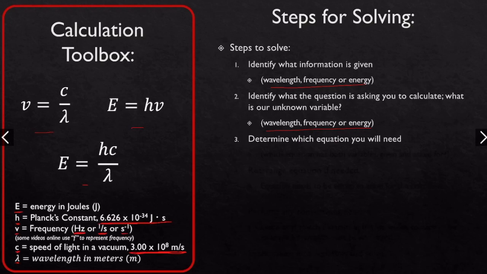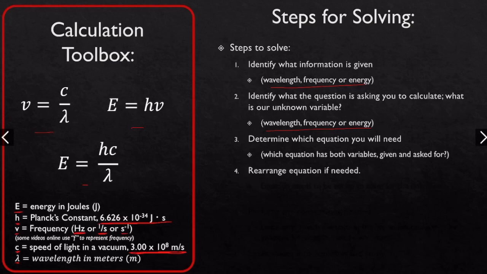All right, so the next step is to determine which one of these 3 equations you're going to need. The way that you do that is you want to look at the equations, look at the variable that you're given, look at the variable that you're being asked to find, and look for an equation that has both of those variables in it. You need to have both variables present in the equation that you choose to use.